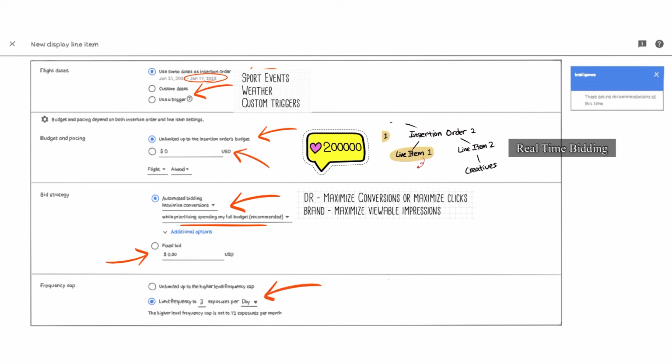Frequency cap. I would recommend 3 impressions per day at the line item level, and it won't go over the total of 12 impressions per month that we have already set at the IO level. Obviously, this also depends on the strategy that you're using. If this is for a retargeting line, you could be a lot more aggressive.